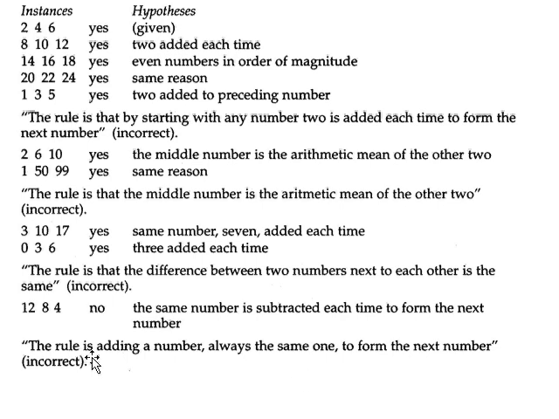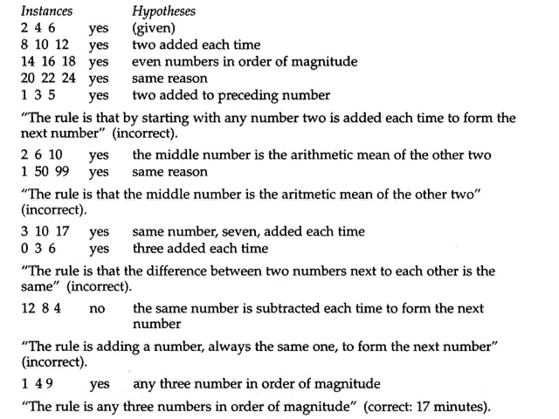Then the rule is adding a number, always the same one, to form the next number, which is the same as the previous hypothesis, and therefore again incorrect. And then comes up with a hypothesis, any three numbers in order of magnitude, which is 1, 4, 9, which is yes. So there are a number of mistakes in there, but one of the things is that there was a tendency to either stick to a hypothesis and generate numbers according to an existing hypothesis, or a hypothesis that could be mistaken for one that has been formulated, because this is someone who occasionally got mixed up.